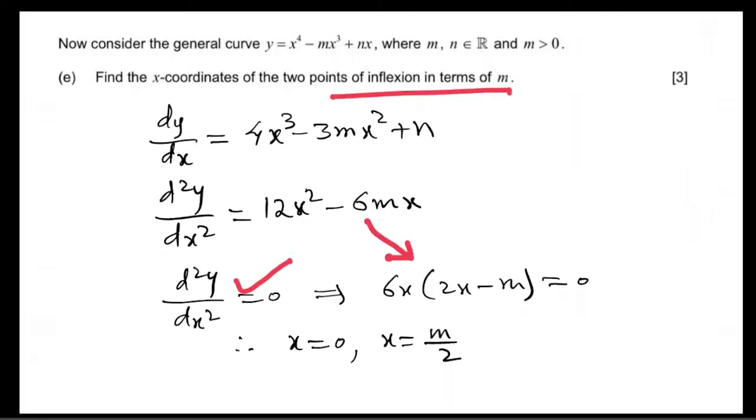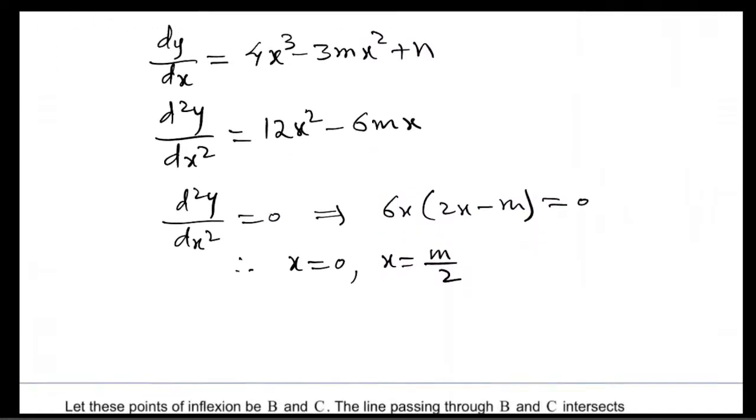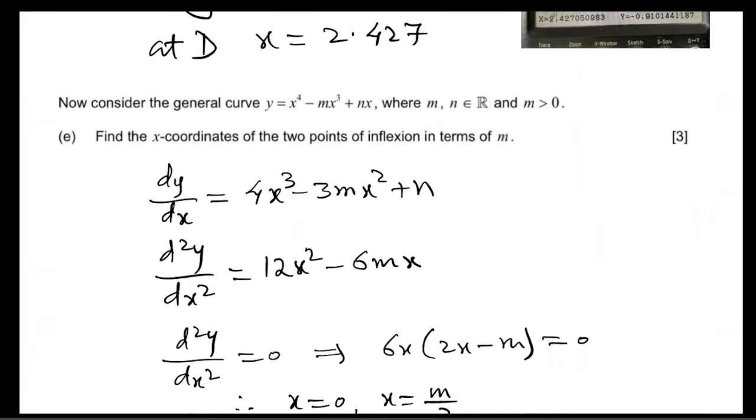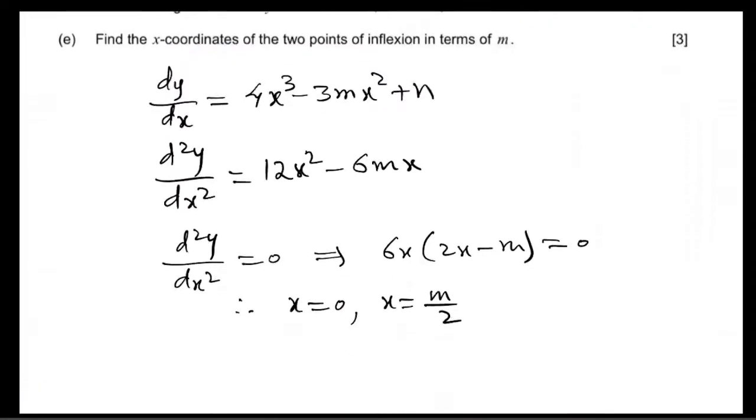So we will take this as 0, taking 6x as the common factor, right? So the other factor will be 2x minus m. Like that, we get x is equal to 0 and x is equal to m by 2, right? So they wanted two x coordinates of the points of inflection, which we got, right?